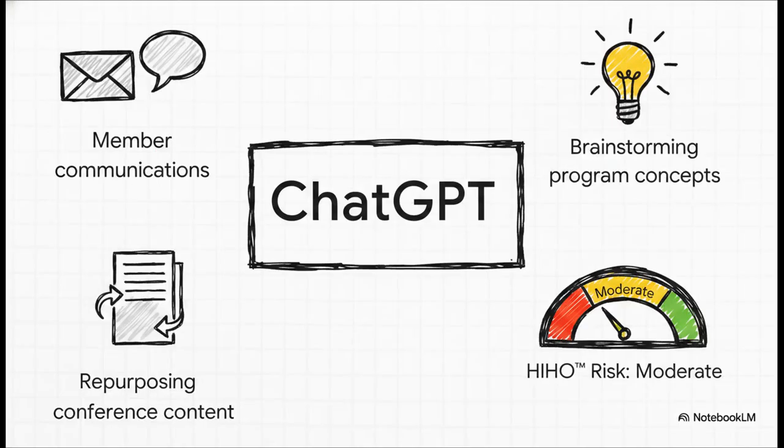So first up, the one everybody knows, ChatGPT. Think of it as your creative workhorse. It's awesome for churning out member communications, brainstorming new program ideas, repurposing that conference content. But, and this is a big but, it learns from what you feed it. That means you have to be super careful about any sensitive member data getting into its system. And that's exactly why we give it a moderate HIHO risk.